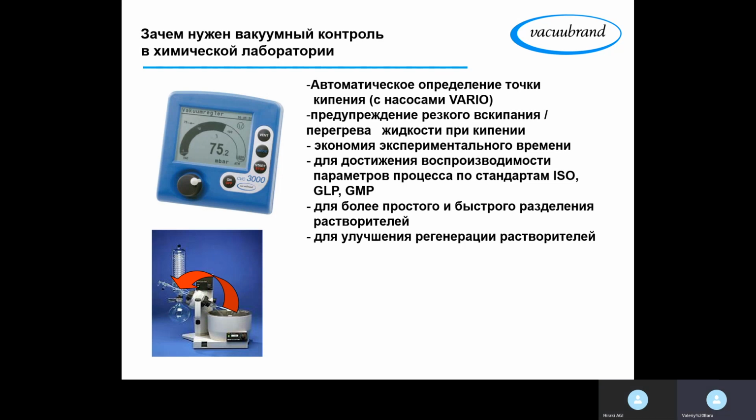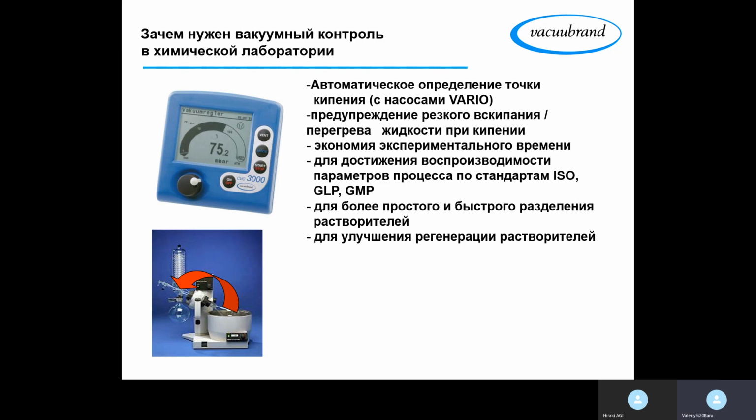How does it work? It's a very, very useful option, which is integrated into the controller by default. So you do not need to pay extra for that. Actually, it works very simply.